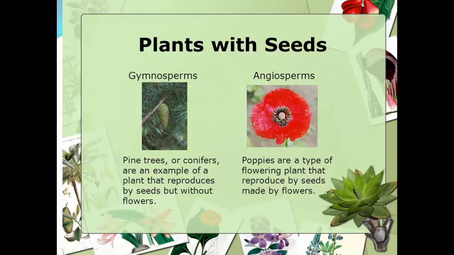Now, the plants with seeds. Some plants get reproduced with seeds. Some plants get reproduced without seeds. Here are the types of plants where seeds are present. Gymnosperms and angiosperms are the two kinds of seed plants. Pine trees or conifers are an example of plants that reproduce by seeds but without flowers. Poppies are a type of flowering plant that reproduce by seeds made by flowers.